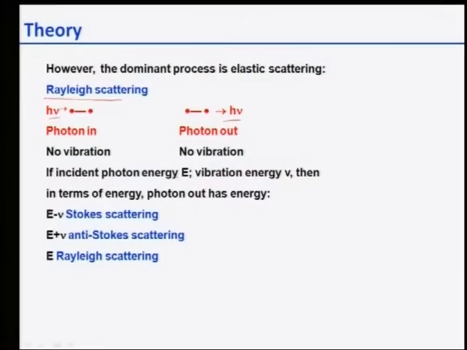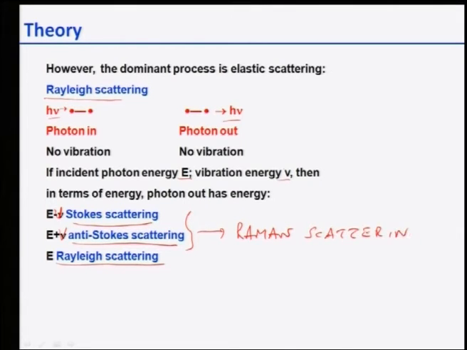If the incident photon energy is E and the vibration energy is V, then in terms of energy we can write E minus V is Stokes scattering, E plus V is anti-Stokes scattering, and E is the elastic Rayleigh scattering. These two give Raman scattering, not the last one. You should know that.